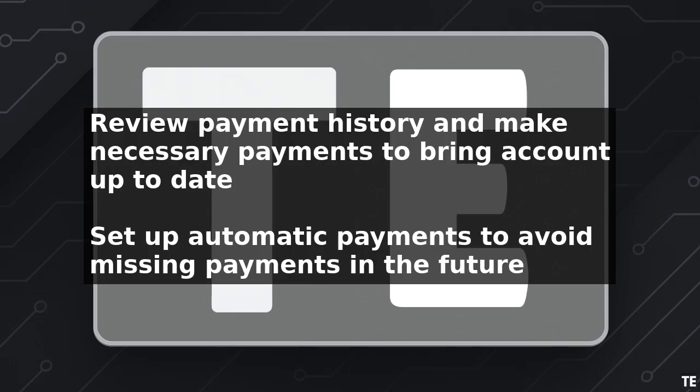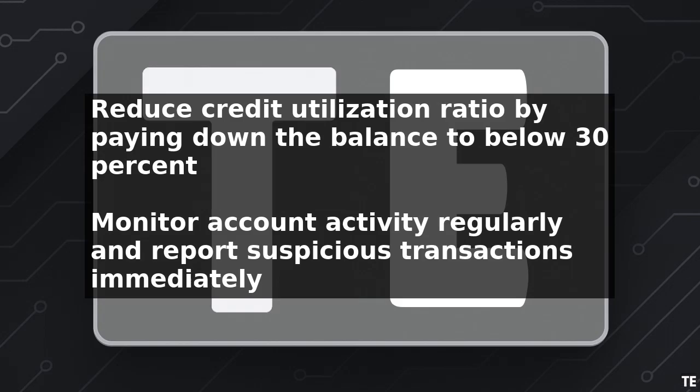To prevent future restrictions, it is essential to monitor your account activity regularly and report any suspicious transactions immediately. You should also make timely payments and keep your credit utilization ratio in check. By following these steps and best practices, you can resolve the restriction on your Capital One credit card and maintain a healthy credit account.